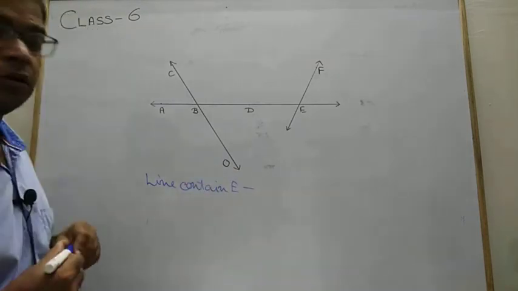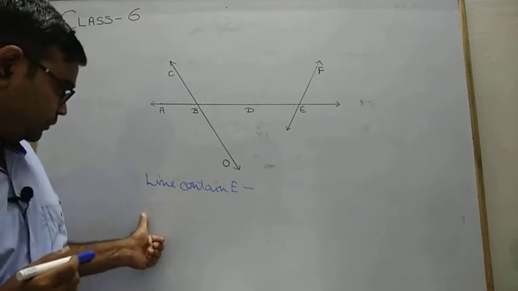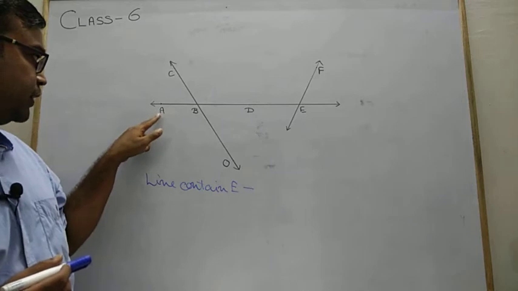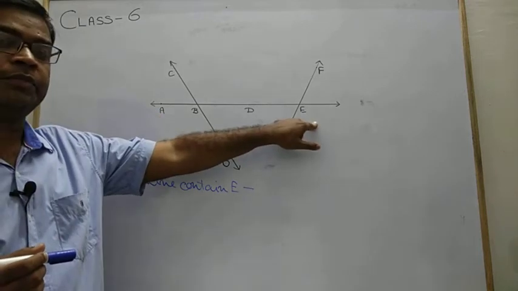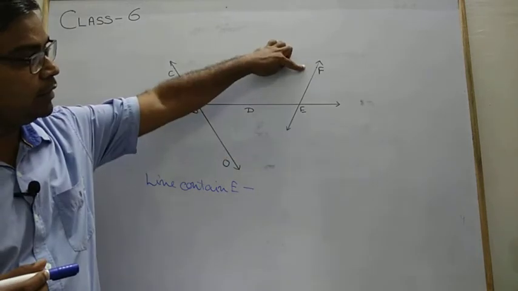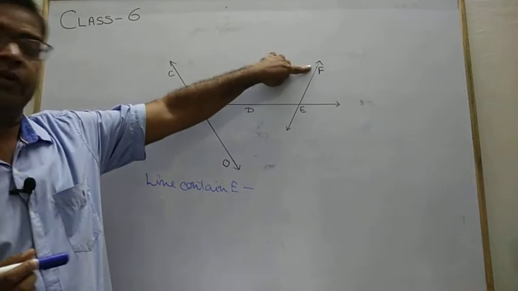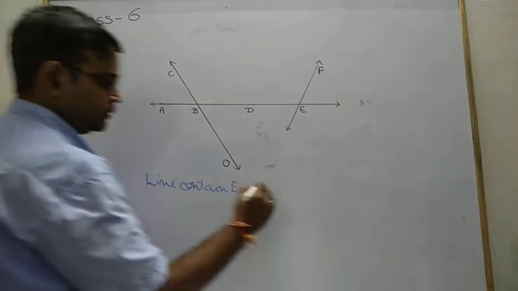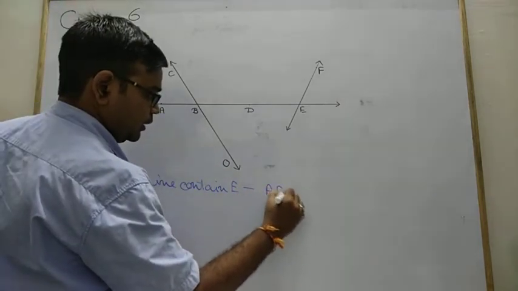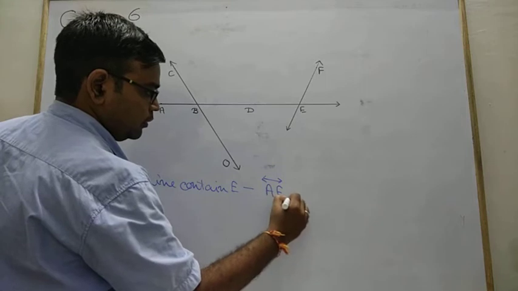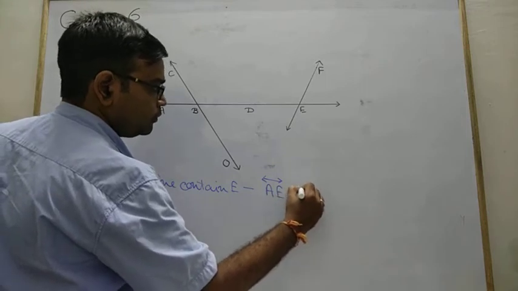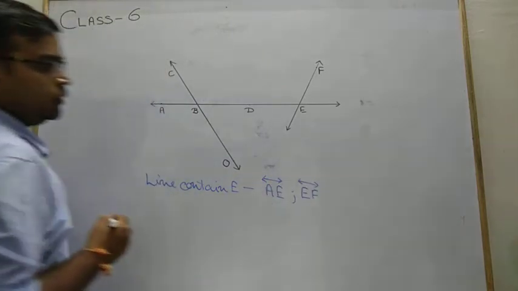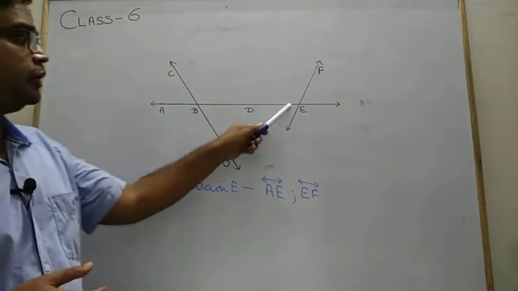Always remember not to confuse line, line segment, or ray. Line means having arrows on both sides. So one line we can easily find out is AE, a line where we have point E. Again line EF is also a line where we have point E. So your answer may be line AE, or you can give line EF also. These two are lines which contain point E.